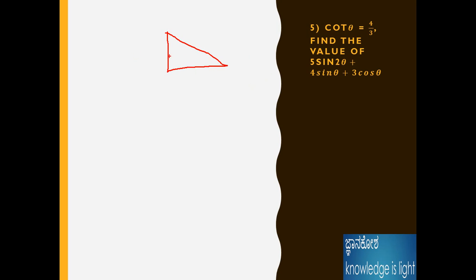Now the triplet is coming: 3, 4, and 5, because the hypotenuse is the larger one. Here it is 3, 4. Cot theta is nothing but 3 by 4. I will directly shift to what the question is: 5 sin 2 theta plus 4 sin theta plus 3 cos theta.